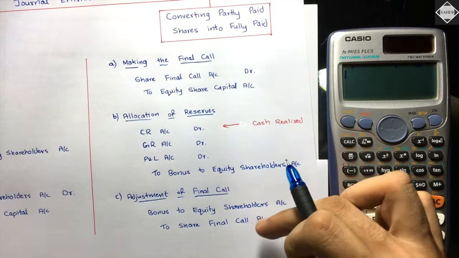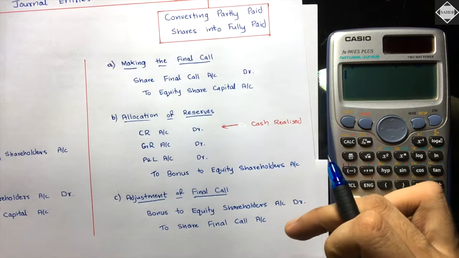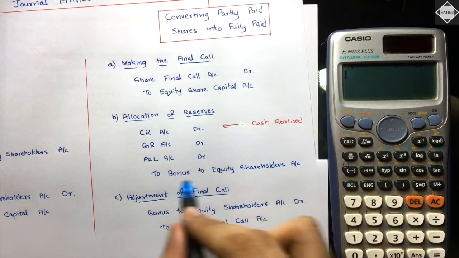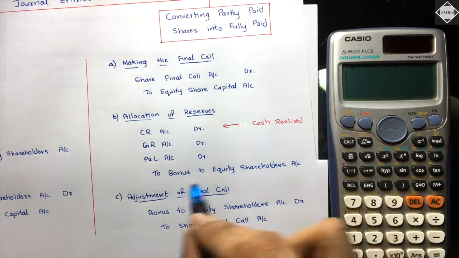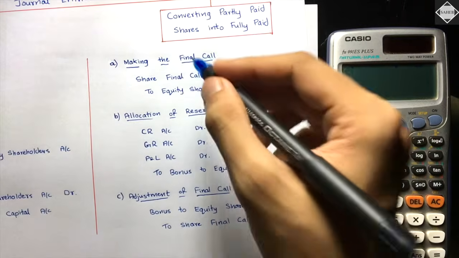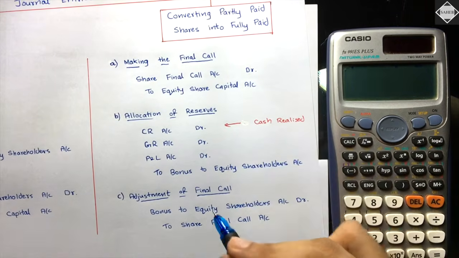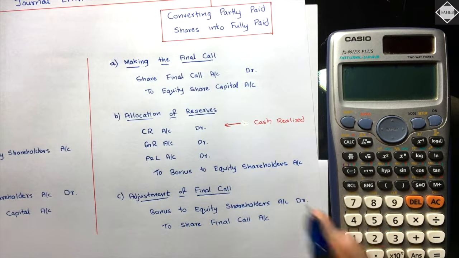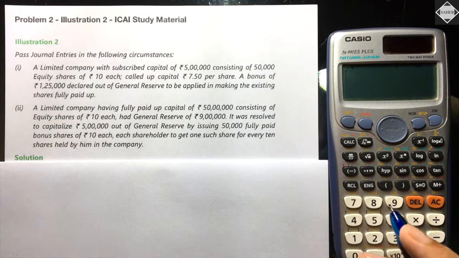Cancel the final call account. Here it was debited. You have to credit and cancel, and then this bonus to equity shareholders also, where you credited over here, that also you have to debit and cancel. This is what you have to do. Make the final call, use up the reserves, and then adjust the final call with the bonus, right? These are 3 entries you have to pass.